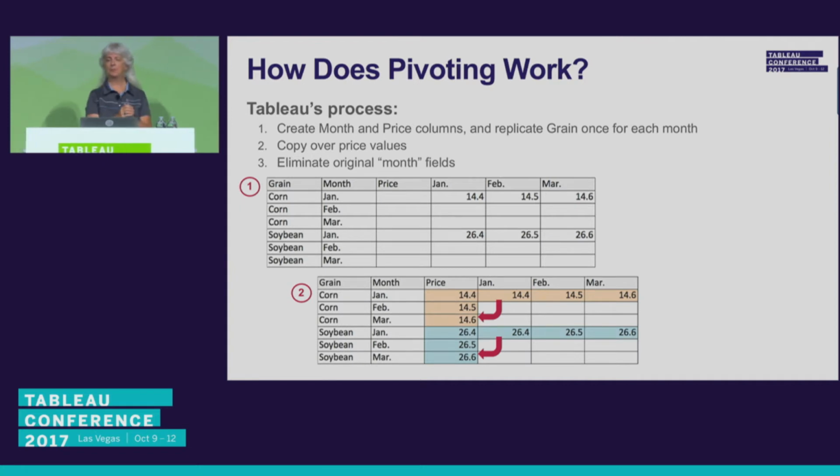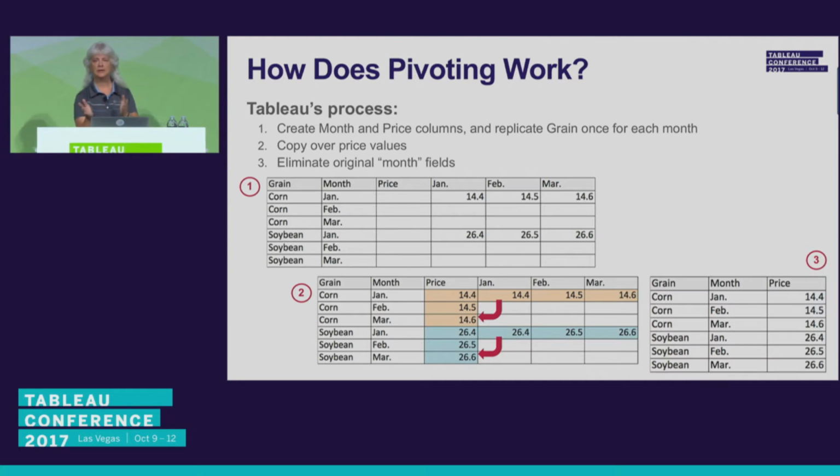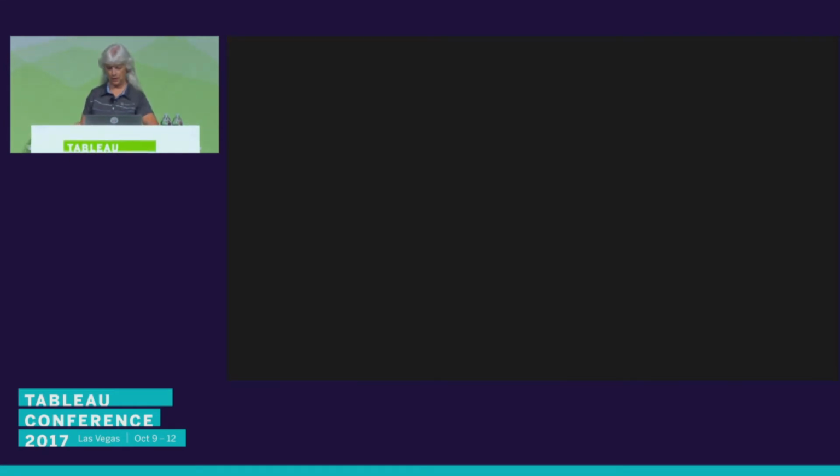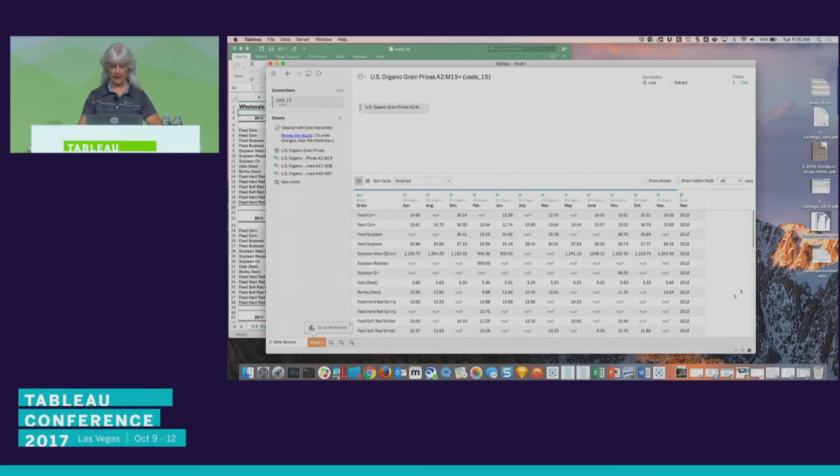Step 2 is the pivot step. It takes all of those prices that were going out in the different month fields and flips them around and puts them into the new price field that got created. Then step 3 is the final thing: we've already used up all of the information that was in all of those original month fields, and we can just get rid of them. We don't need them anymore. So that is the process that we'll use, and we'll go back to the demo to do that.